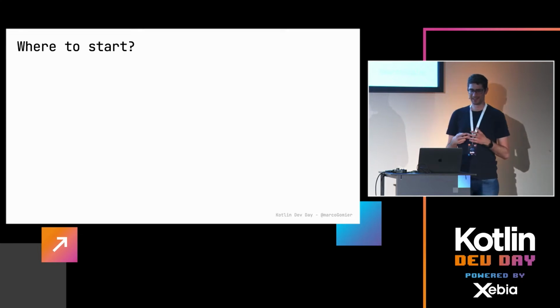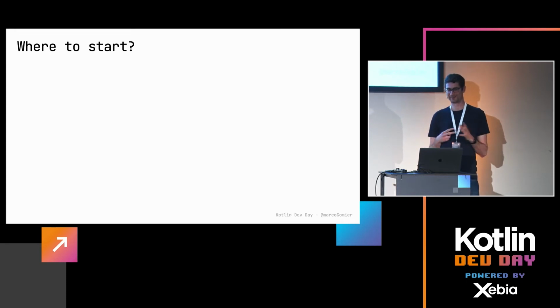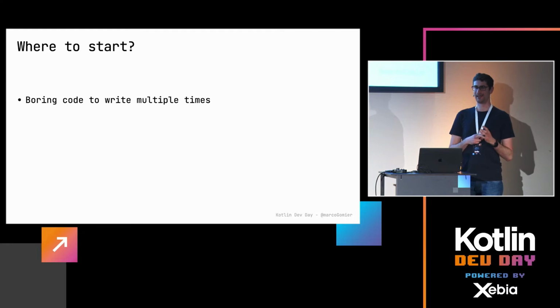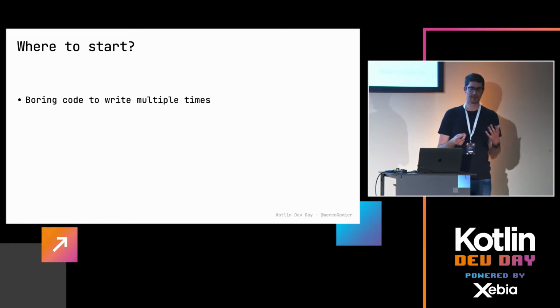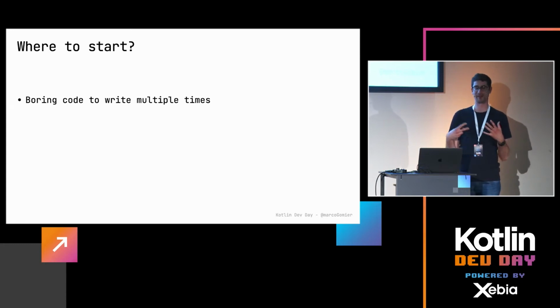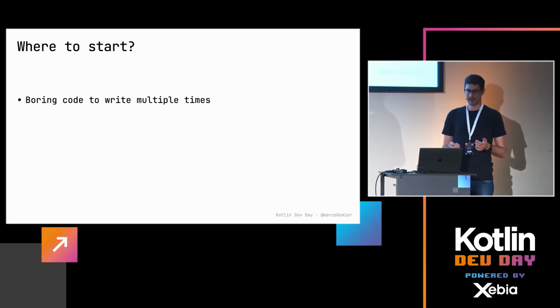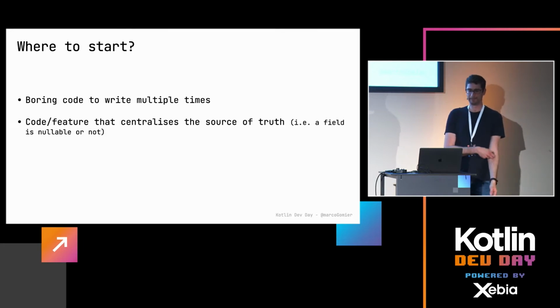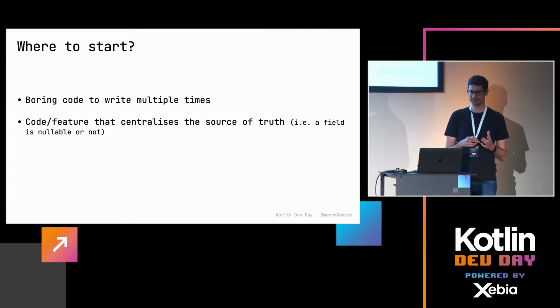Well, it depends. Like almost everything in software development, "it depends" is the way to answer. But some suggestions: the part to start with could be boring code that is boring to write multiple times. Because if it's boring to write, then you get bored, and if you get bored, there will be errors in it, for sure. Another part could be code or feature that centralizes the source of truth, because if there is a single source of truth, there will also be a single point of failure, so it will be better if there is only one place to fix.